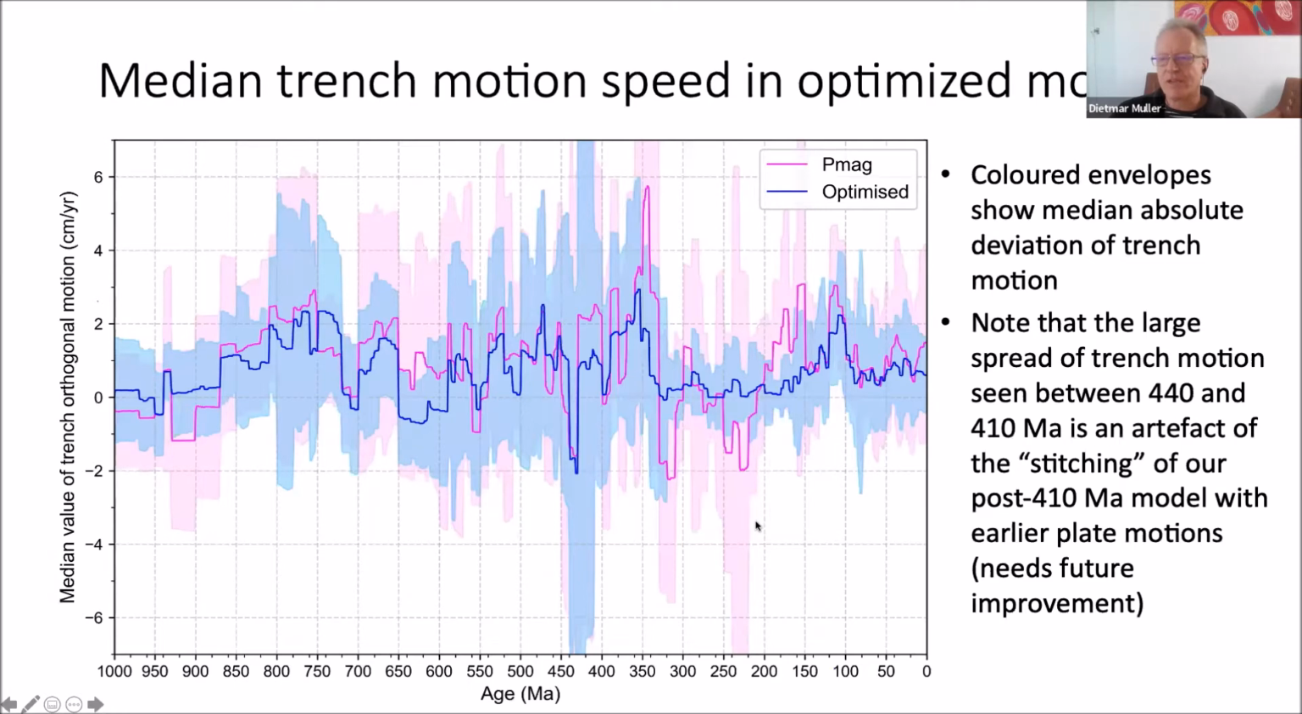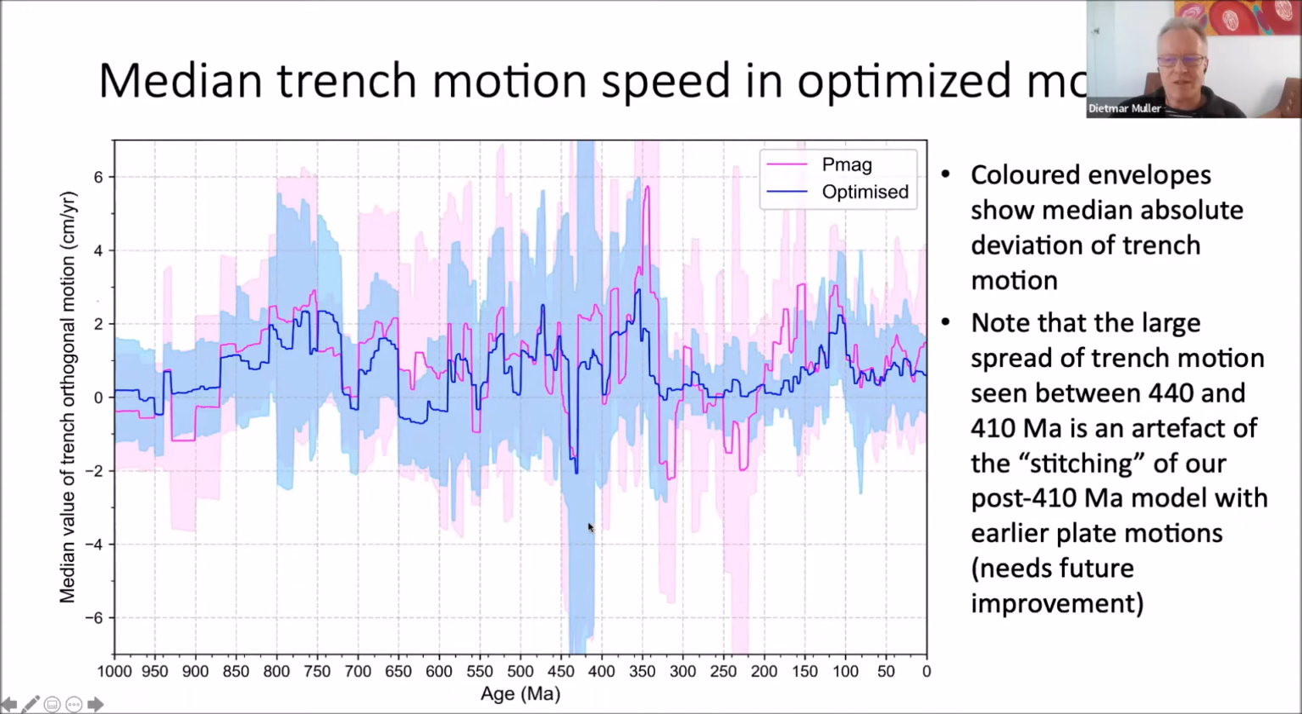Now let's have a look at trench motions. So again, we have time on the x-axis, and now we have the median value of trench orthogonal motion here on the y-axis, right? Where positive numbers represent trench rollback and negative numbers trench advance, right? And the colors show, again, the pink colors are the PMAG model, and the blue colors are our optimized model, right? And so you can see that the median trench motion is mostly confined between positive values of 0 and 2 centimeters per year in case of the blue model, because there are some outliers, right?